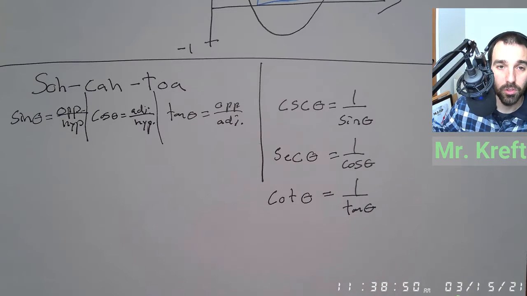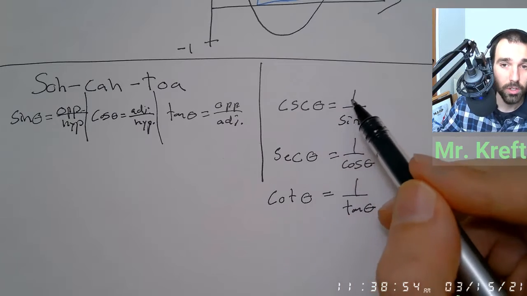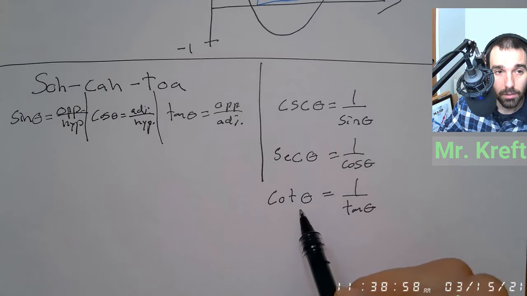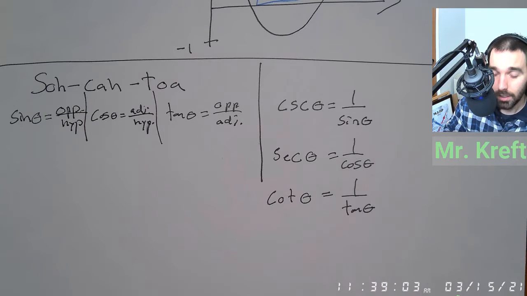Now, I call them reciprocal because reciprocal means flipped. Right? So do you see how cosecant is 1 over sine? So sine is flipped. You're not going to have these in your calculator. So to do them in your calculator, you just do 1 over the sine of them.